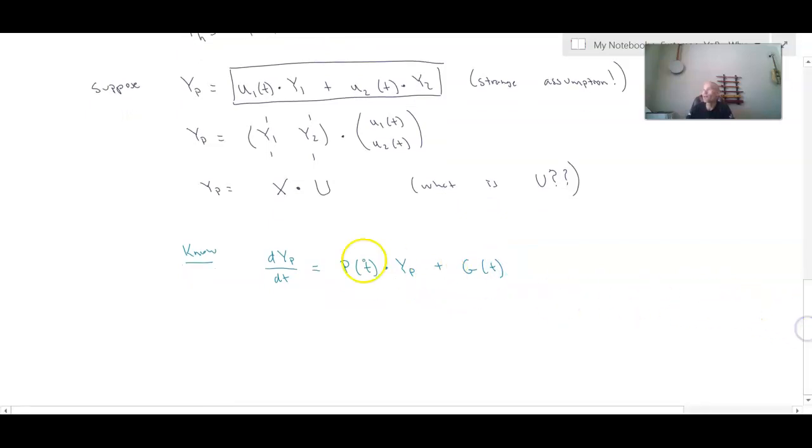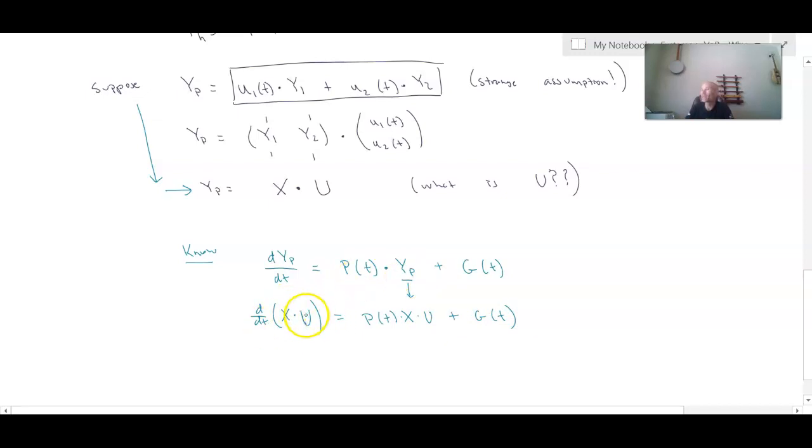Okay, well, if I know already, based on my supposition here, and then my conclusion that y sub p equals x times u, the derivative of that will be, by substitution, since y sub p equals xu, the derivative of x times u. And I'm going to make the same substitution over here. I'm going to replace y sub p with x times u plus g of t.